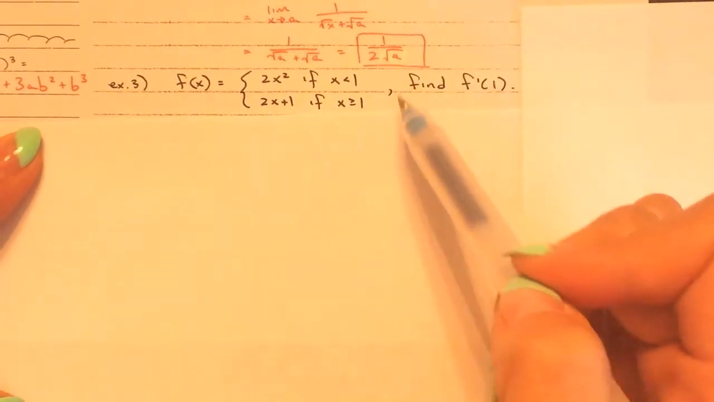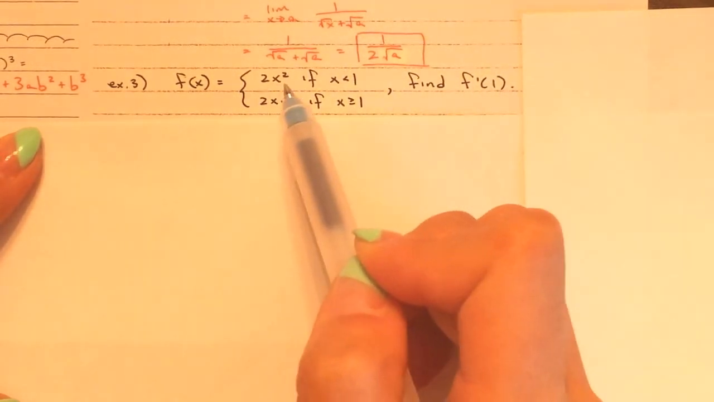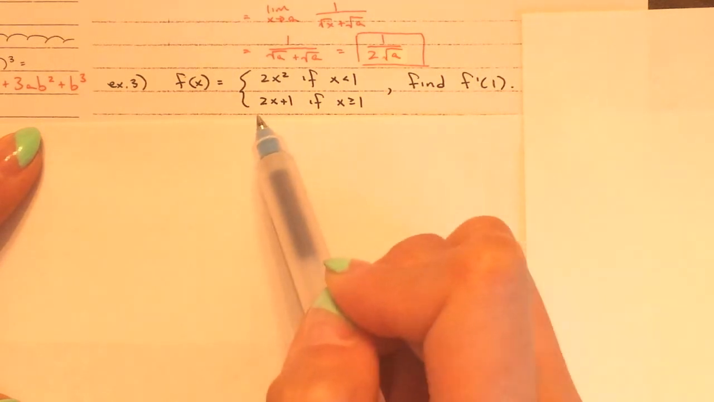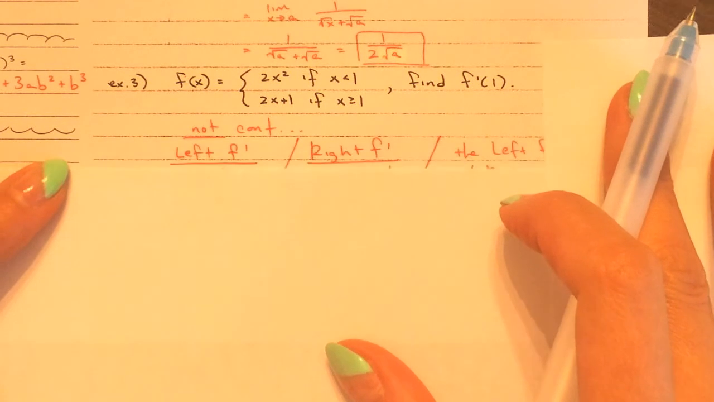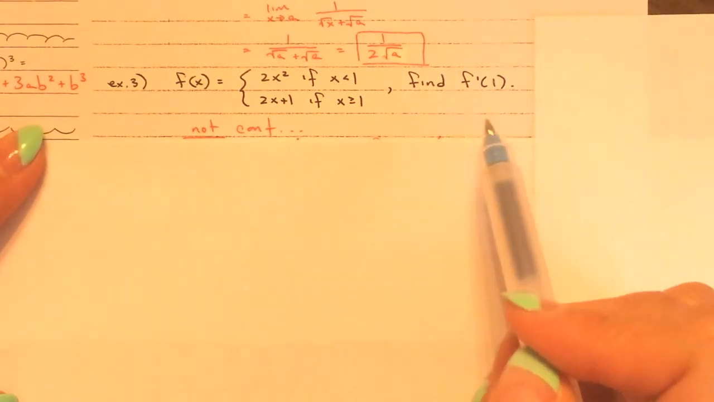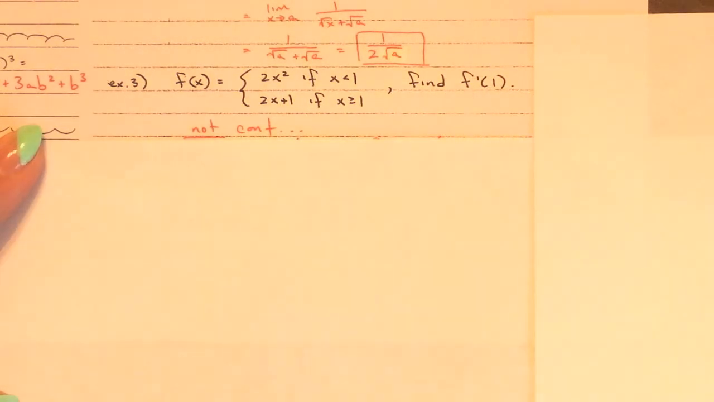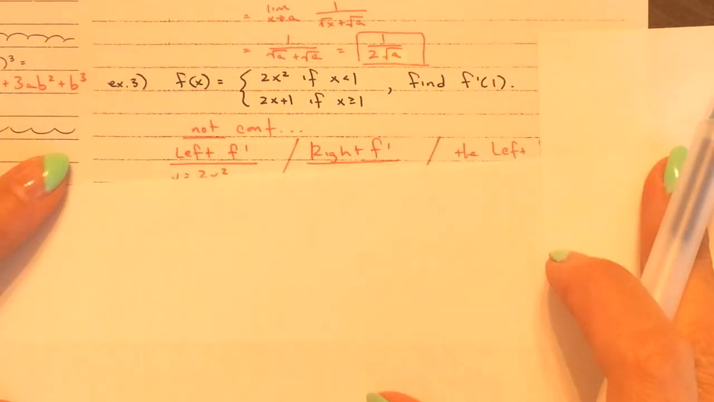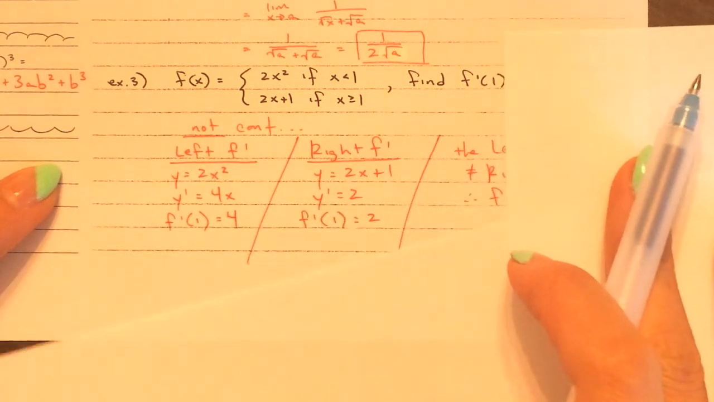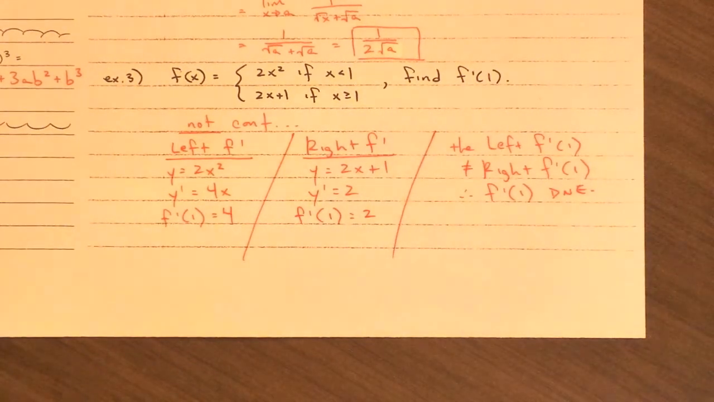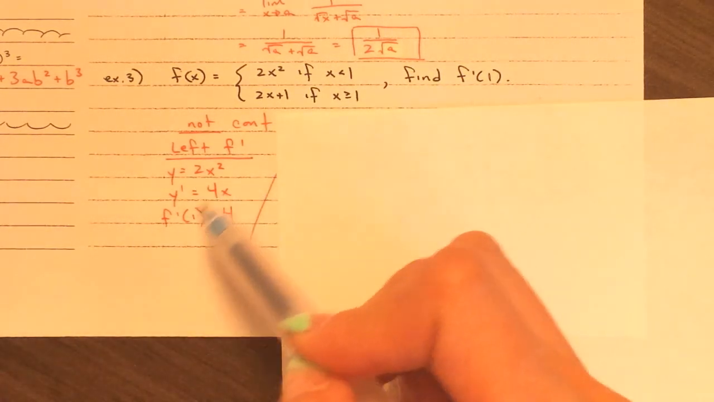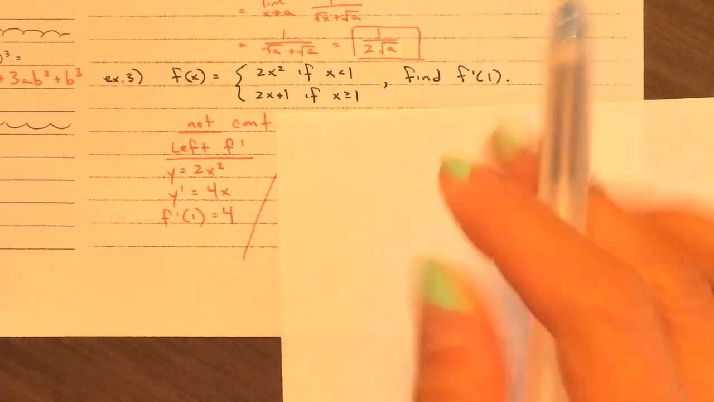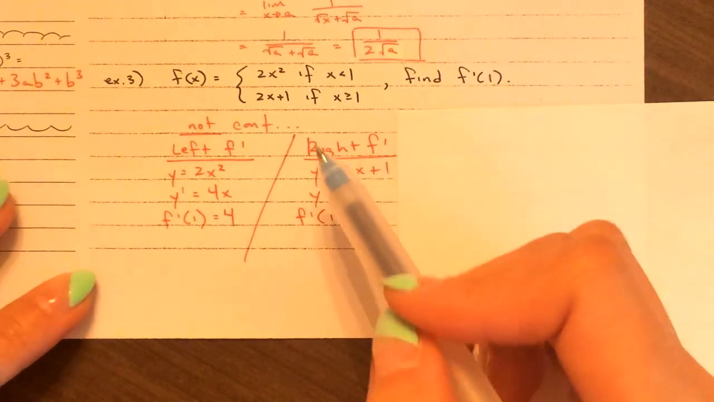And if you look at it, you realize, if you plug in 1, so you can do that first actually. If you plug in 1, you get 2, and then if you plug in 1, you get 3. So technically it's not continuous. If it's not continuous, it's not going to have a slope, just so you know. So it's not going to have a slope at 1, but I want you to be able to find the slopes. So I found the left slope, and then if you find the left slope, eventually you will get 4x. And then if you find the right slope, eventually you will get 2.